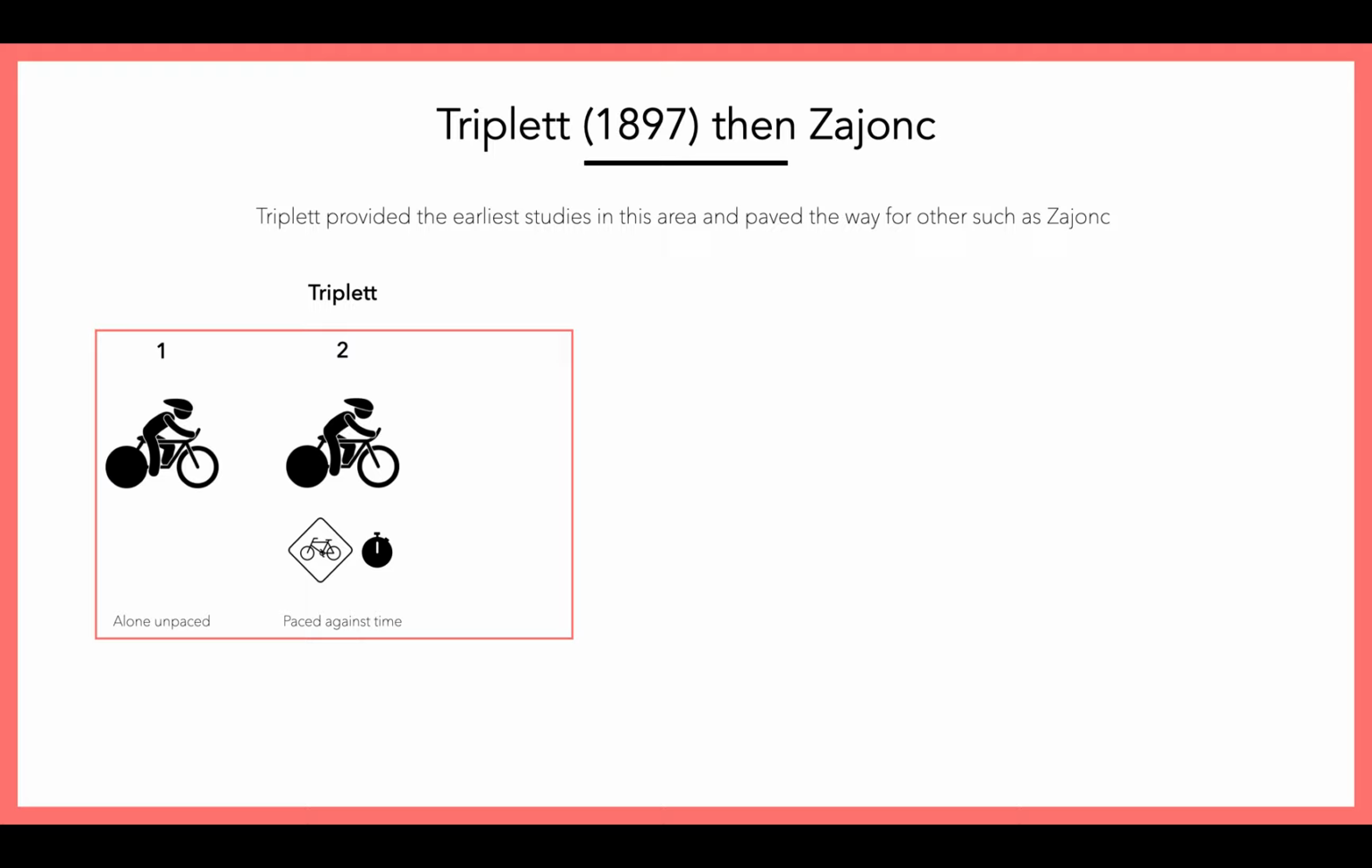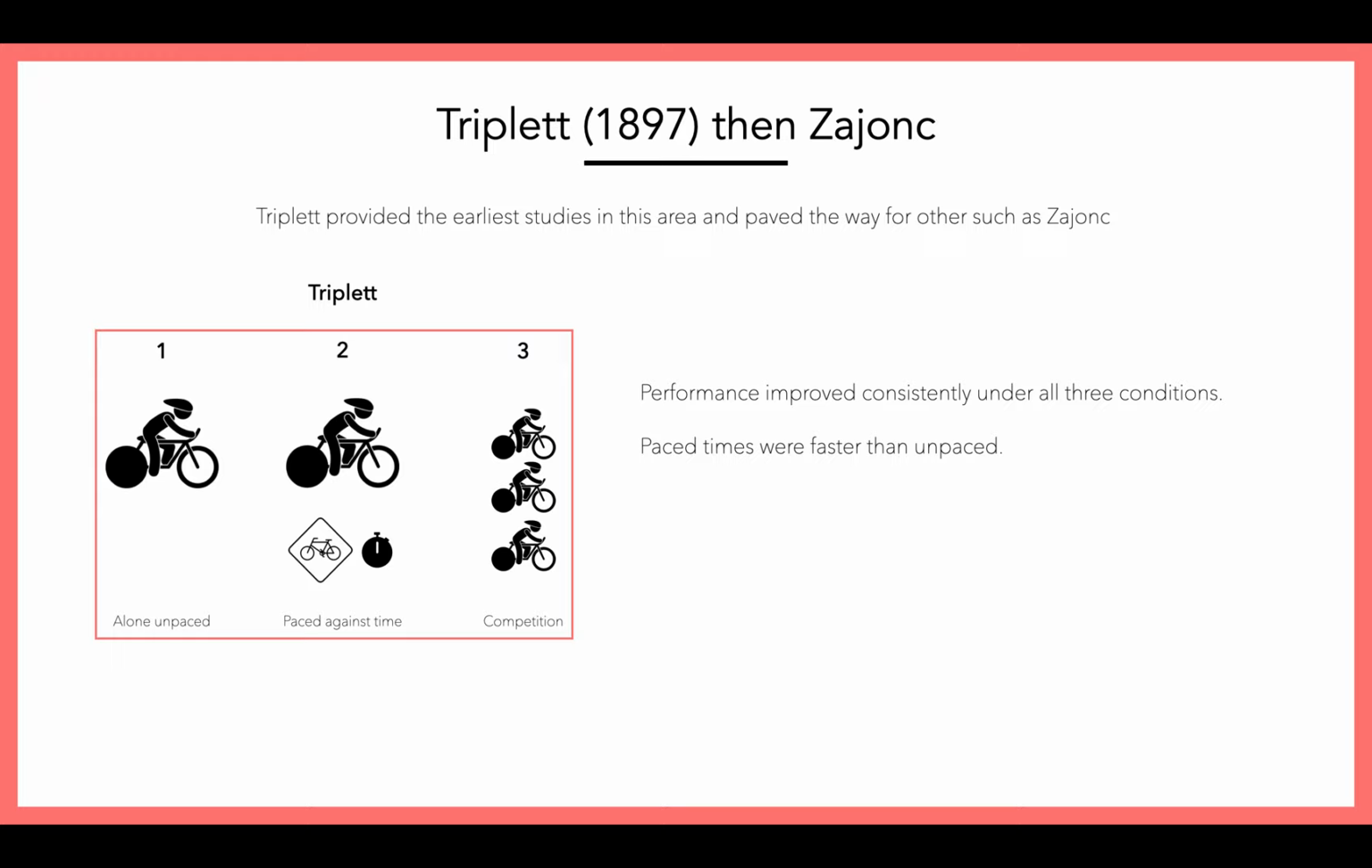And in group three, competition, so what we just know as a bike race, okay? And what Triplett found was that performance improved consistently under all three conditions. So as they kept repeating, people kept getting better. But what he specifically noticed was that the paced times were faster than unpaced. So groups two and three were getting faster times than group one, and group three was getting a faster time than group two. And what he said was that this competitive instinct was the main factor, and it was because other cyclists were there. So there were co-actors, and these co-actors, these other cyclists, they facilitated, they helped achieve a faster time.